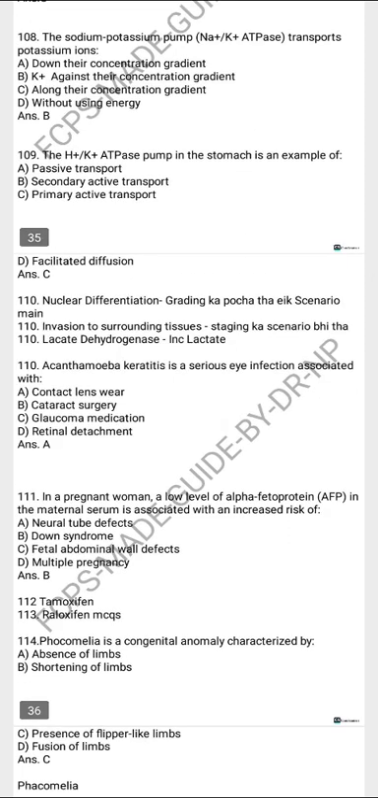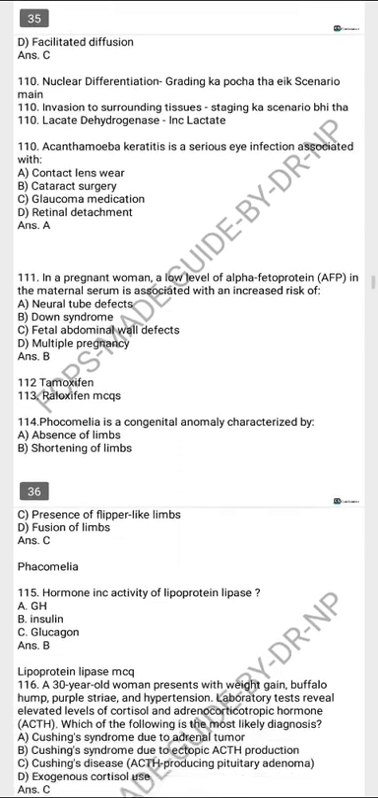The nuclear differentiation grading, invasion to surrounding tissues, lactate dehydrogenase. 110. Acanthamoeba keratitis is a serious eye infection associated with contact lens water.